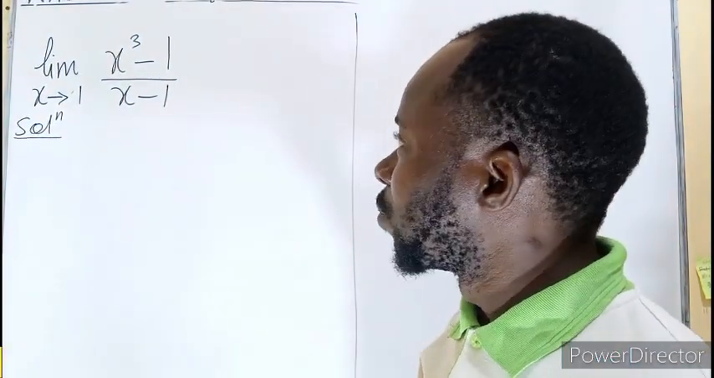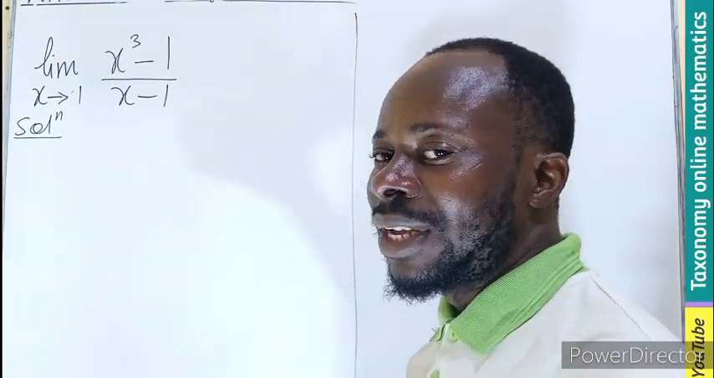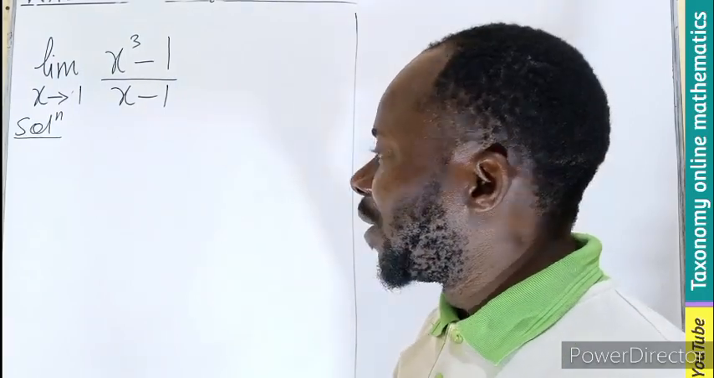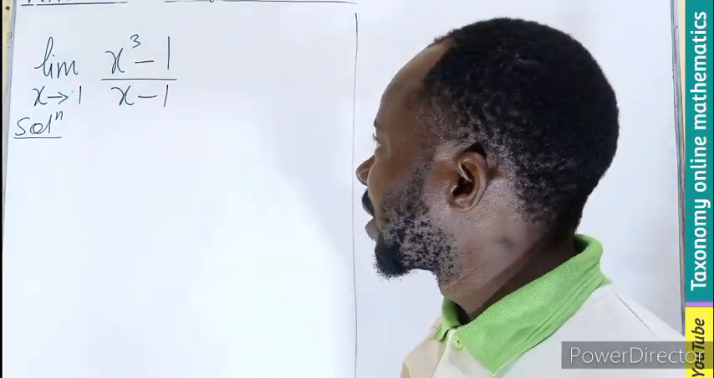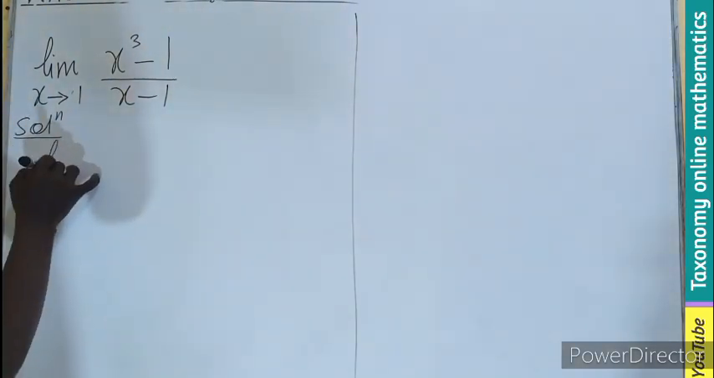We got three. So now this can be solved in three different ways by using factorization, polynomial division, or L'Hopital's rule. Let's see if we can do all the methods. Now in factorization, I am going to have this as.